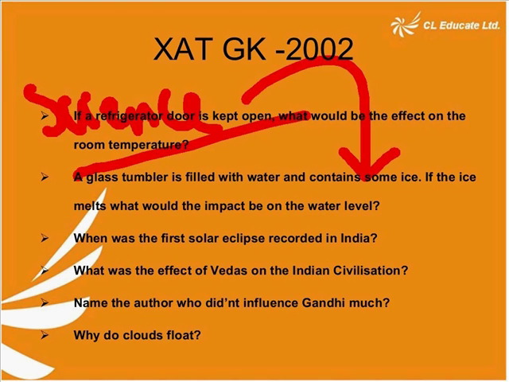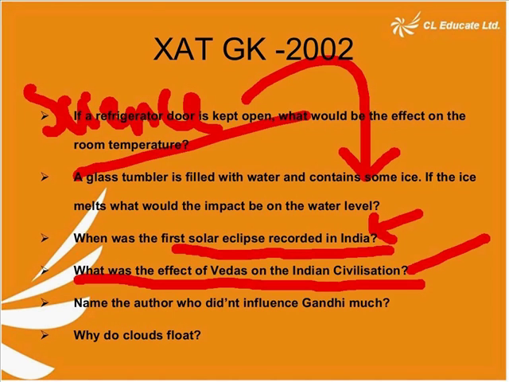Then again, when was the first solar eclipse recorded in India? Well, I thought this was a very difficult question. I just could not get the meaning, whether in modern times or in older times, because there are 2 answers given on the web. I tried to find it. So of course, a very ambiguous question. Then, what was the effect of the Vedas on Indian civilization? That you have to answer according to the options. This is from history, of course. The first 2 were from science, and this is more of a general awareness.